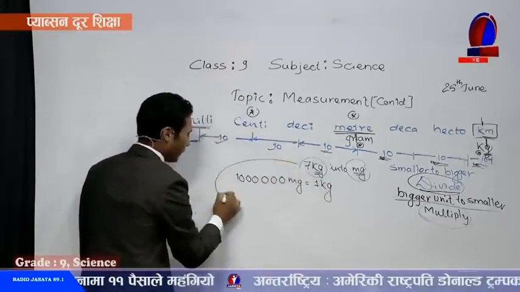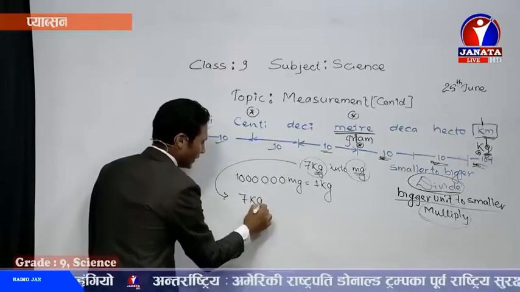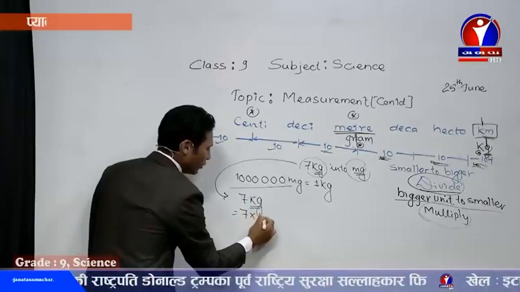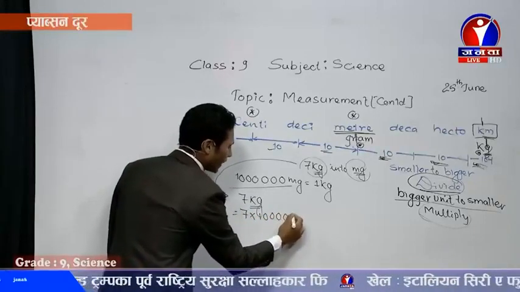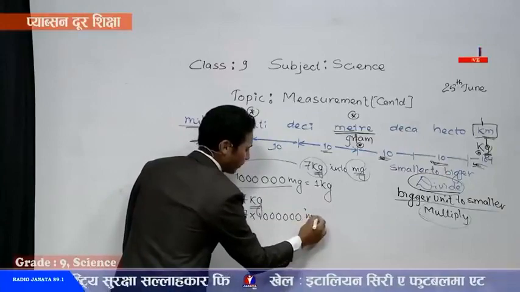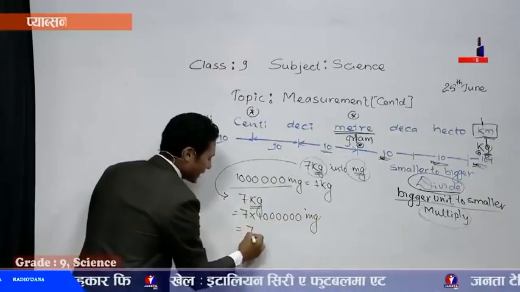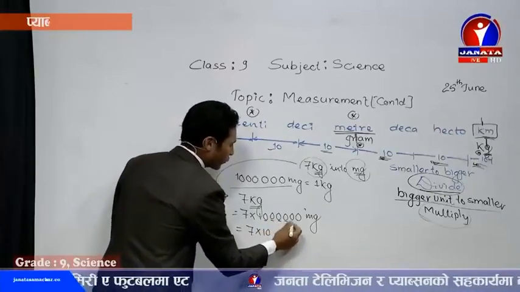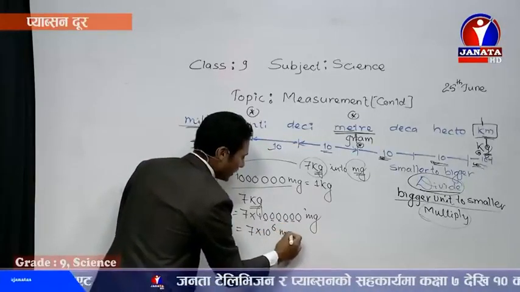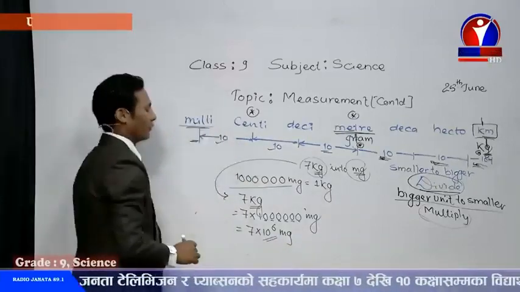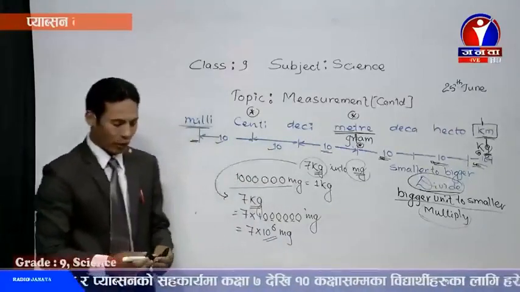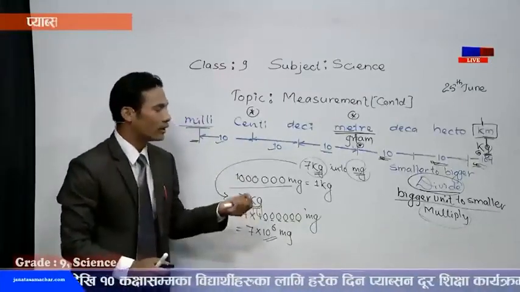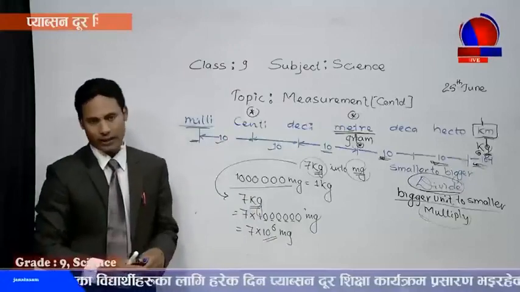So from here, this 7 kg, instead of kg, we can write this number: 7 into 1, 2, 3, 4, 5, 6 milligram. That means 7 into 10 to the power 6. This is milligram. How to write this down, we will discuss a little bit later on. So by this method, we can convert one system of unit to another system of unit.